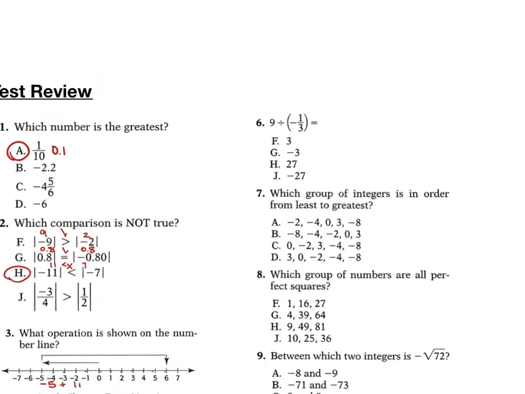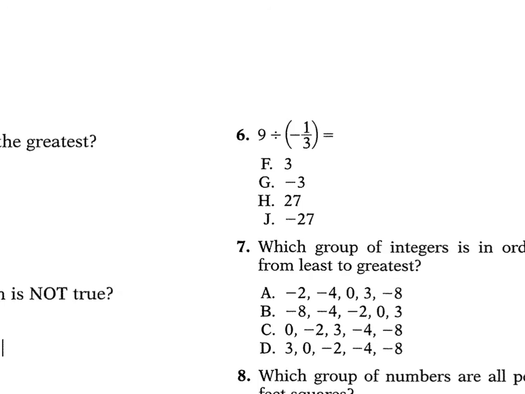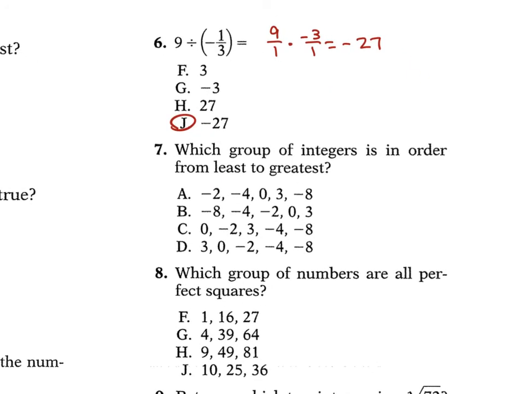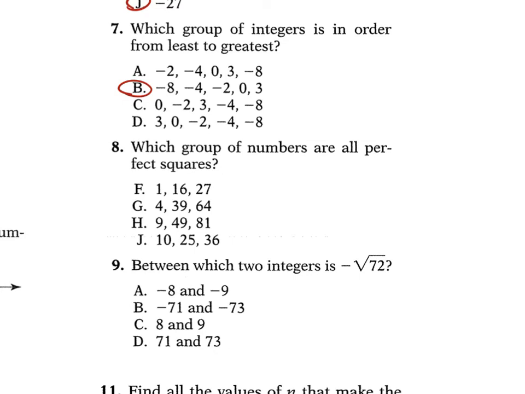For 6, if we divide 9 and negative 1/3, this is going to be 9 over 1 times negative 3 over 1. So that's just negative 27. So J. 7 asks, which group of integers is in order from least to greatest? So we have, for A, negative 2, negative 4, that's not least to greatest. B is negative 8, negative 4, negative 2, 0, 3. That's our answer.